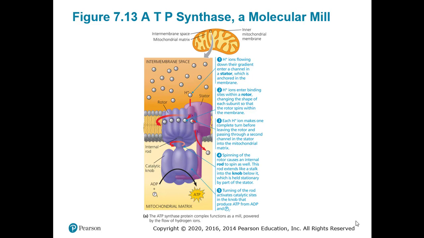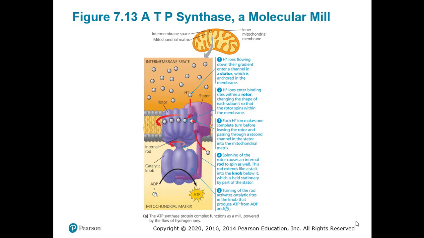Spinning of the rotor is going to cause an internal rod to spin as well. It's going to extend like a little stalk, and it has some catalytic sites that act like enzymes. Eventually, you basically go through a little crank, and at the end, ATP pops out.